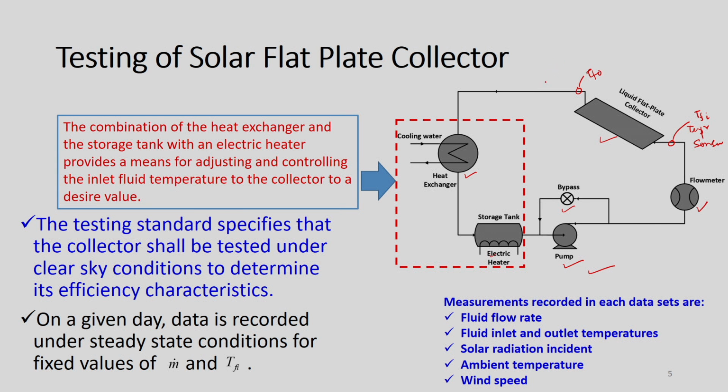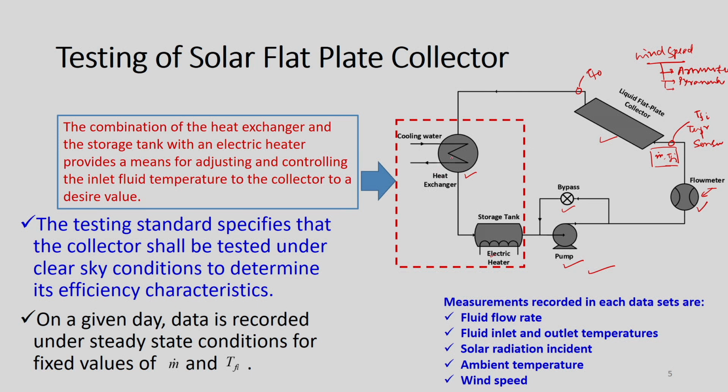Of course, we need an anemometer for wind speed, and a pyranometer for solar radiation, which is global solar radiation, and a rotameter for flow measurement. We need to perform experiments at fixed values of mass flow rate and TFI, and we need to do the experiment on different days.